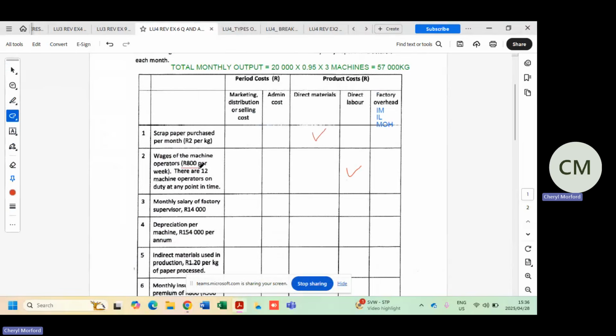And it also says that, remember that there are the 3 machines. So we mustn't forget that. Right, let's just read the question again carefully. It's 800 per week. That is just a flat amount. And there are how many people operating the machines at any time? 12. So change the weekly amount to monthly by timesing 4 weeks. And then we're going to multiply by 12 because there are 12 operators.